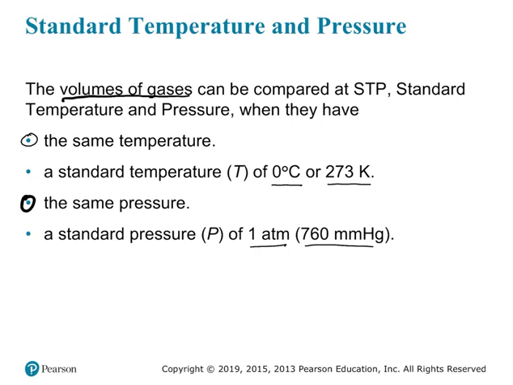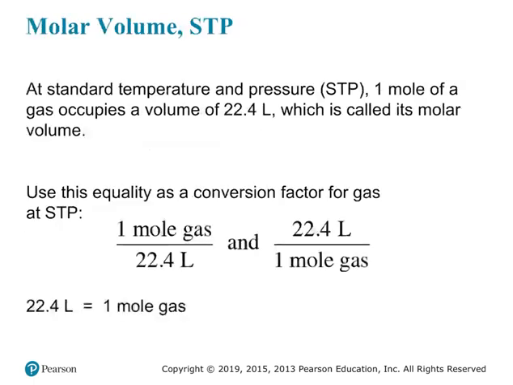If you have different samples of gases, and they're at the same temperature and the same pressure, you can directly compare their volumes. So at standard temperature and pressure, or STP, 1 mole of a gas occupies a volume of 22.4 liters. And this is called its molar volume.